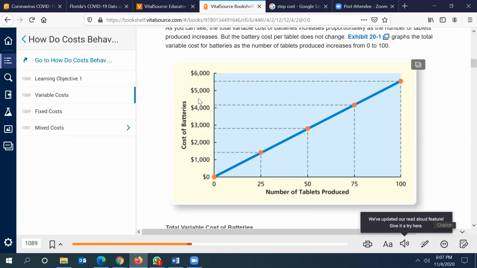So if we look here on the Y or vertical axis, in this case, they put the cost of batteries. Okay, these are batteries for tablet computers. So we have dollars here on the Y or vertical axis, and we have volume, number of tablets produced, in this case, on the X or horizontal axis. So as we make more and more of these, our total variable cost keeps going up.